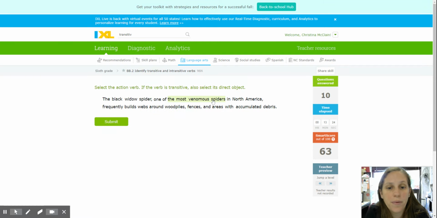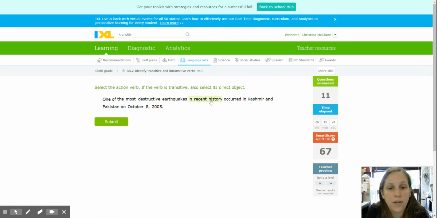The black widow spider, one of the most venomous in North America, frequently builds webs around wood piles, fences, and areas with accumulated debris. So what is the spider doing? It's building. That's my verb. Okay, so then I have to decide, is it transitive or intransitive? So the black widow spider builds what? Webs. So this is transitive because it has a direct object. It tells me what it's building, webs.